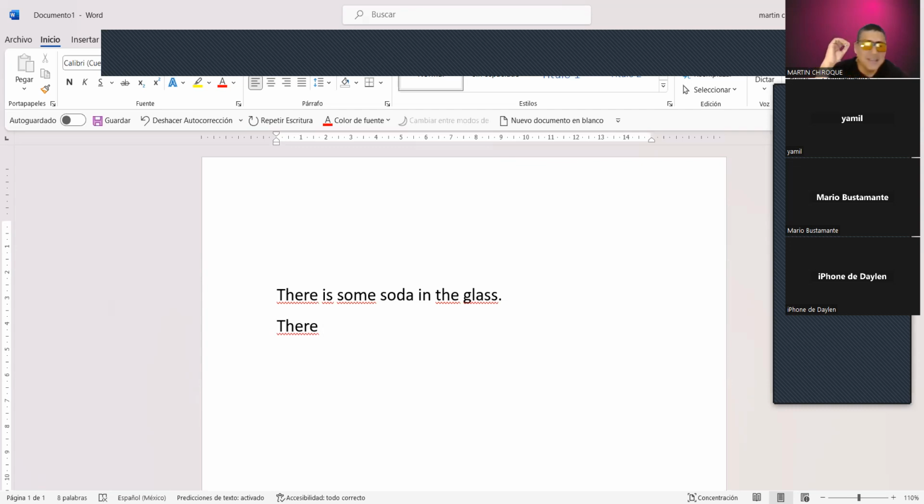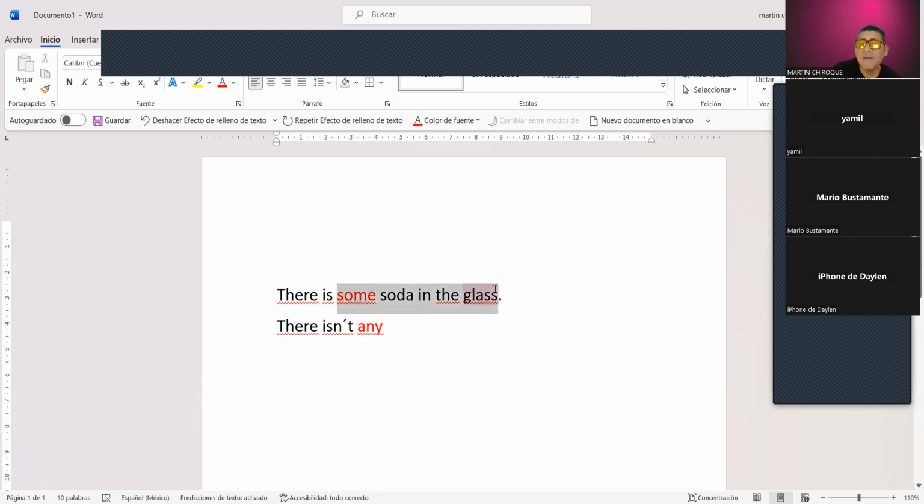Aguas frescas. Sería en este caso, there is, in the negative, you have to say there isn't any. Please, it's very important to remember. It's important to remember any is for negative. Teacher, some is the same? Yes, es lo mismo, some y any. The difference is some is for positive and any is for negative, right? And for interrogative too. In this case, you say, there isn't any soda, right?